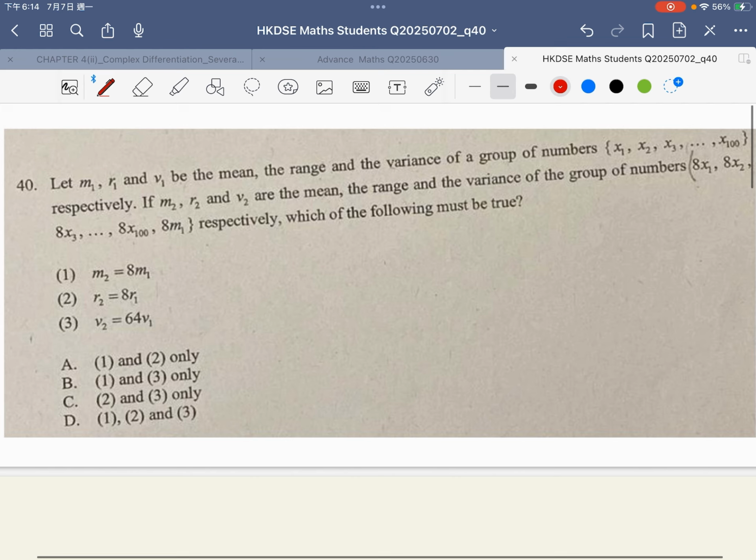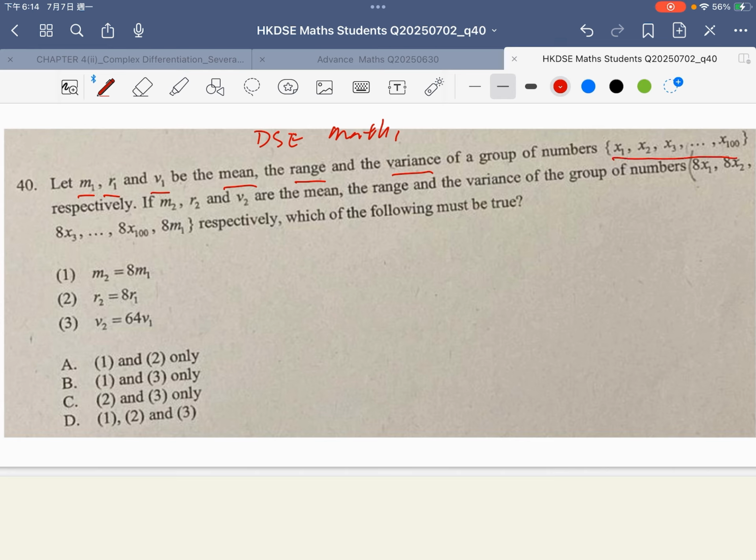This question is a DSE Maths MC. The question is about mean, range, and variance. Let's look at this question. Let M1, R1, V1 be the mean, range, and variance of the good data of 100 data x1 to x100.